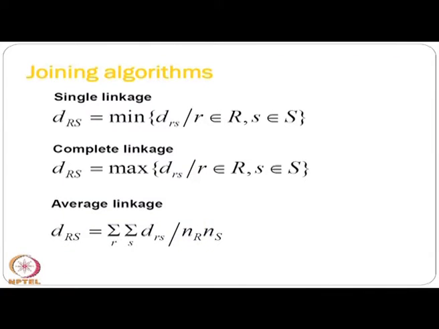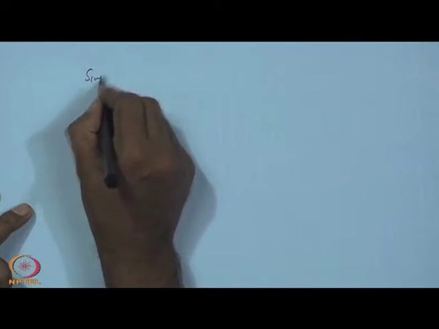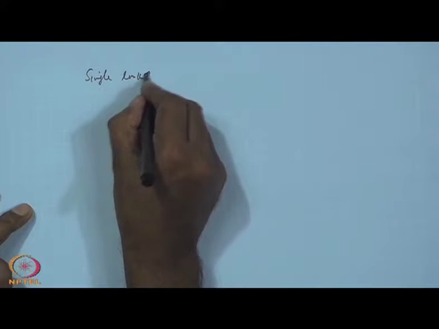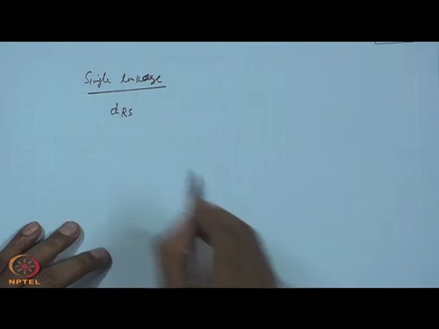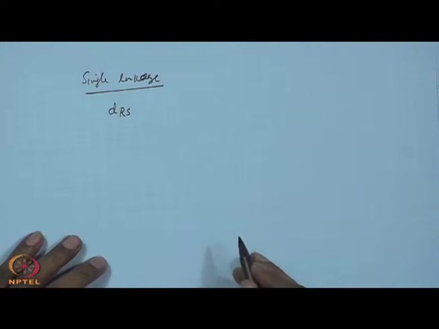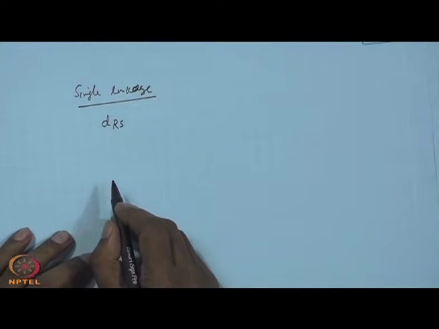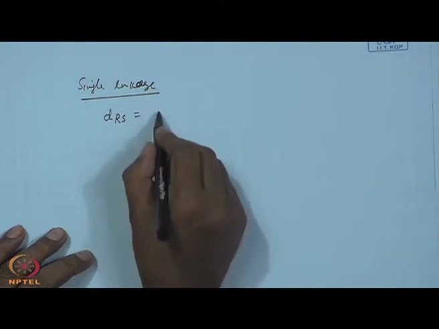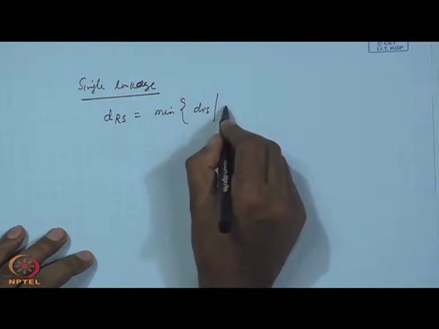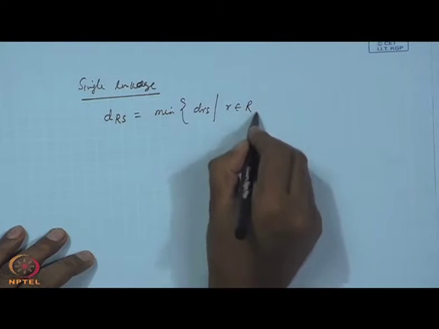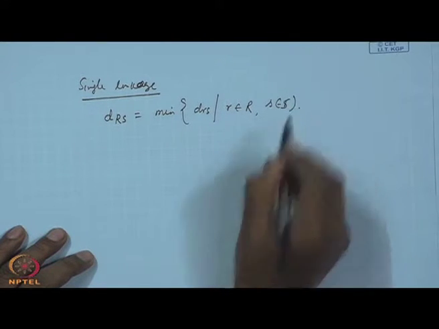So today let us see the mathematical formulation of all those things. When we talk about single linkage, basically we talk about distance between, suppose we are talking about two groups, two clusters R and S, then the distance will be calculated like this: minimum of d_RS, given r belongs to capital R and s belongs to capital S.